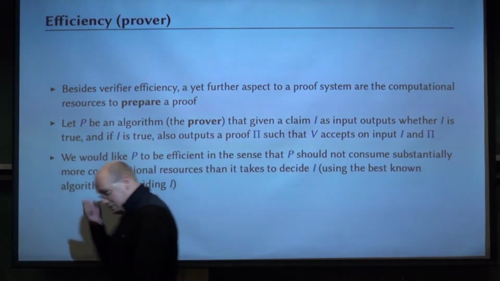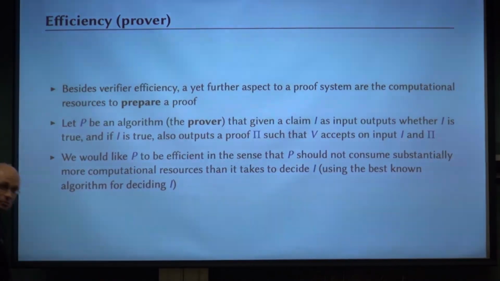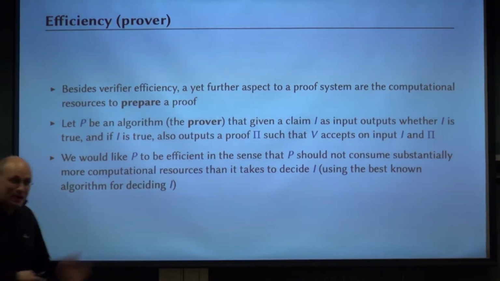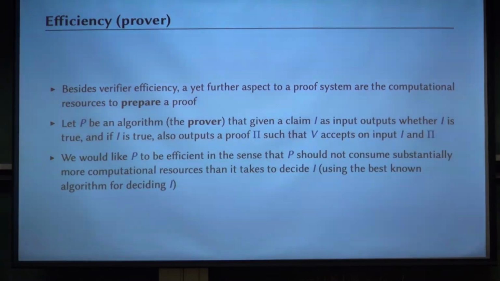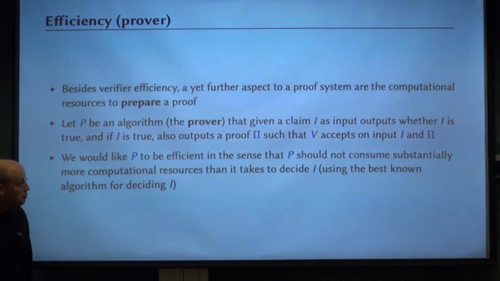What is ideal is that the proof preparation, again, shouldn't take too much more resources than actually deciding the instance. So maybe there's a little bit of overhead, some kind of log factor or something, but manifestly and in spirit, not too much extra compared with deciding things. So that would be the goal.